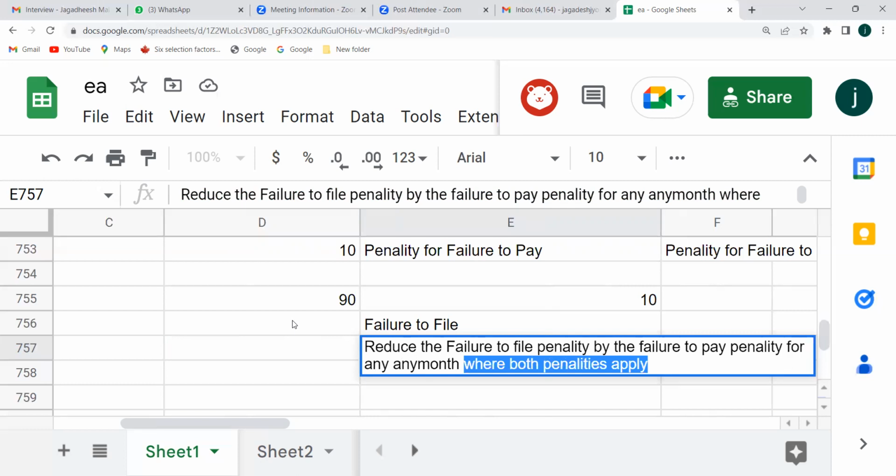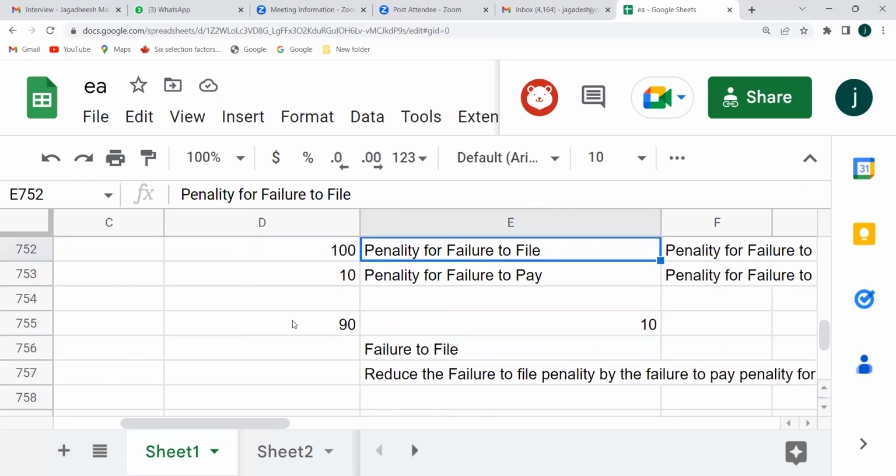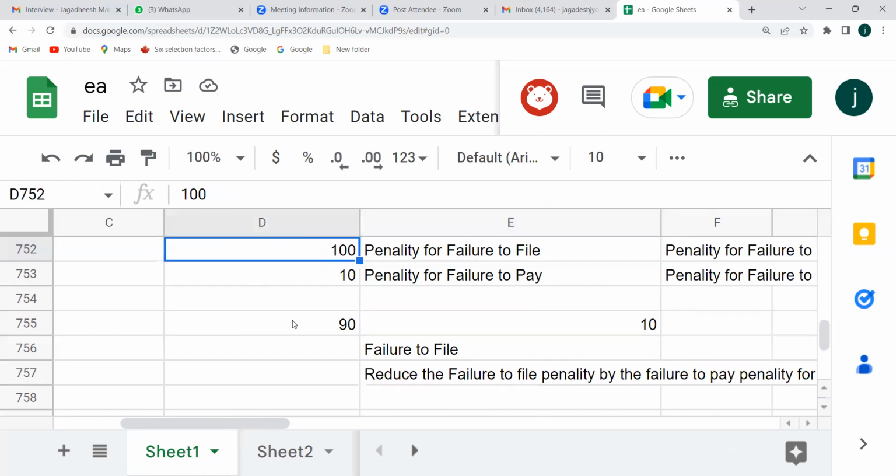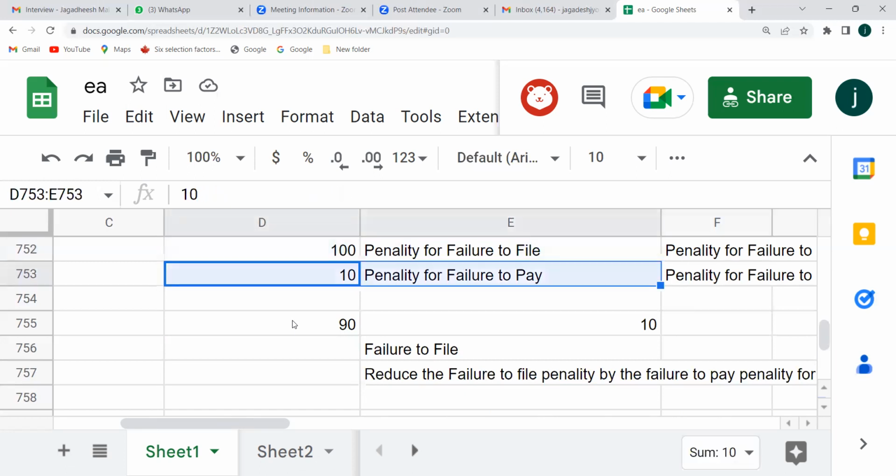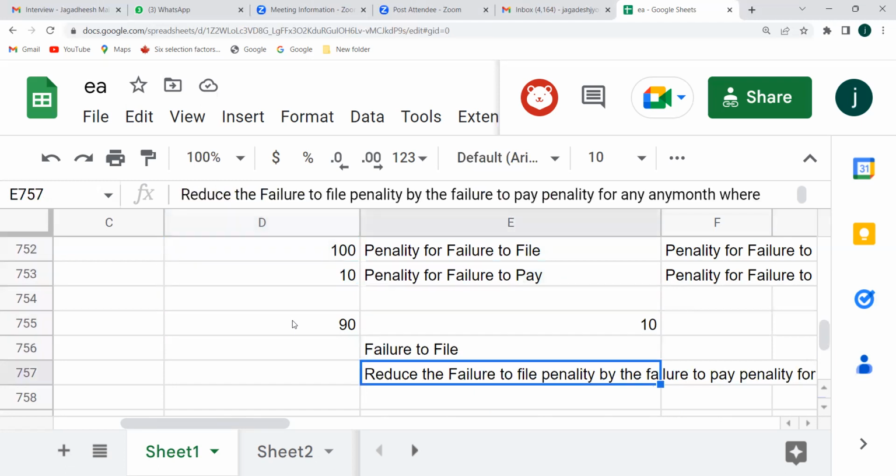So in any month, say for example in the May month, what are we paying? We are paying the failure to file penalty and the failure to pay penalty. So we are paying both penalties. In this case, the failure to file penalty will be reduced by the failure to pay penalty. So here we need to pay 100 for failure to file, and here 10 rupees we need to pay for failure to pay. So this amount will be reduced with this amount. Did you get my point here?